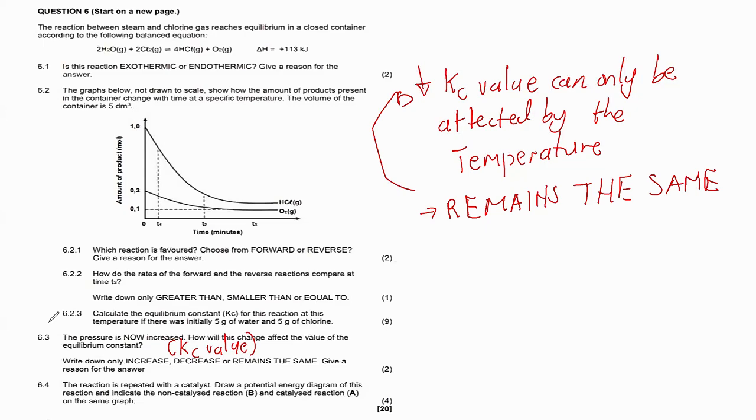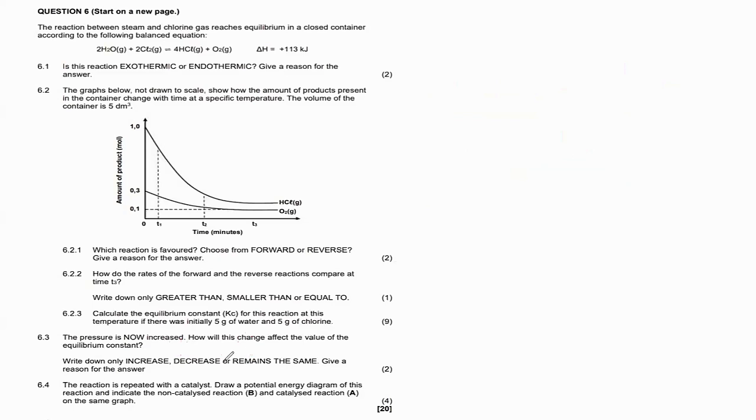Okay, so we have a 6.4. It says the reaction is repeated with a catalyst. Draw a potential energy diagram of this reaction and indicate the non-catalyzed reaction B and catalyzed reaction A on the same graph, right? So the potential energy diagram that they're speaking about, we know that it is this one, right? So remember, from here, we have discovered that this reaction is endothermic because enthalpy change was greater than 0. So the graph that we are supposed to draw, if we are saying that this is an endothermic reaction, is obviously this.